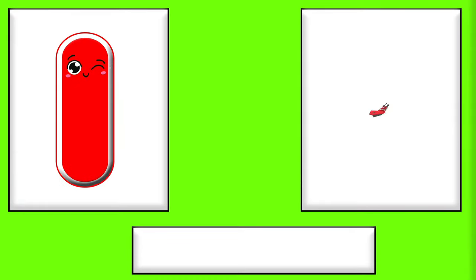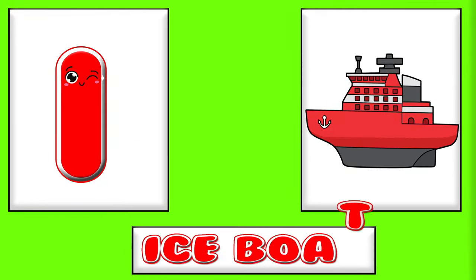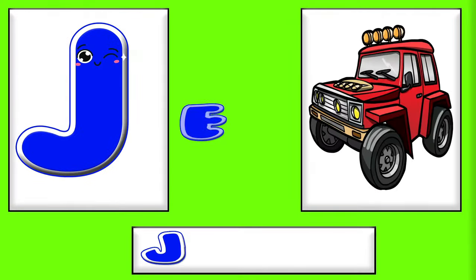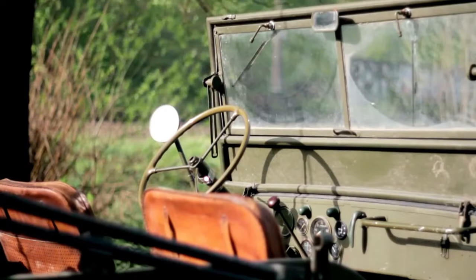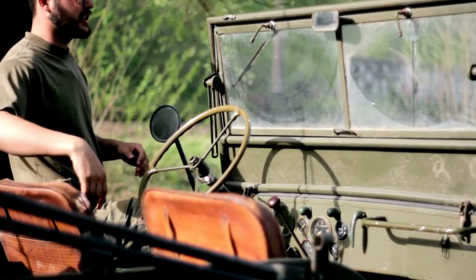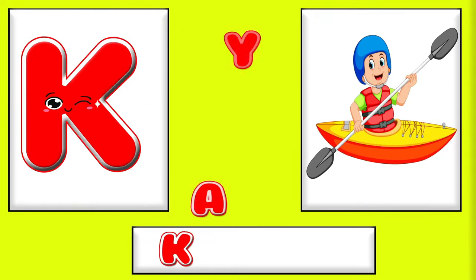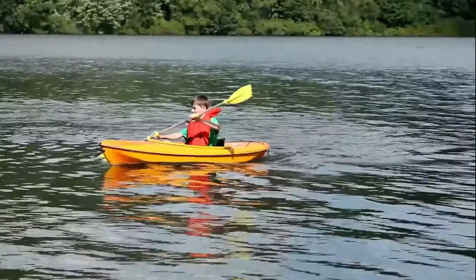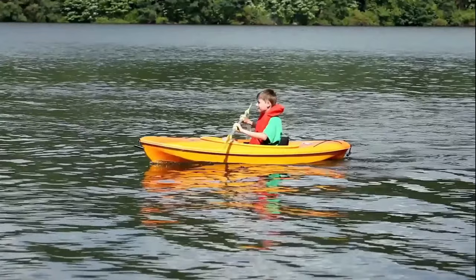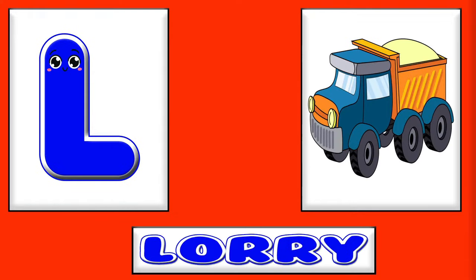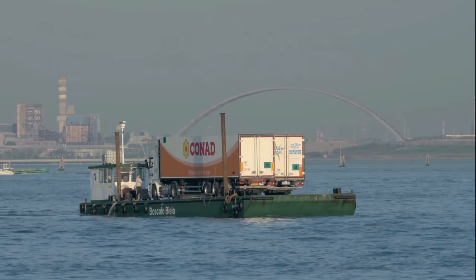I is for ice boat, I, ice boat. J is for jeep, j, j, jeep. K is for kayak, k, k, kayak. L is for lorry, l, l, lorry.